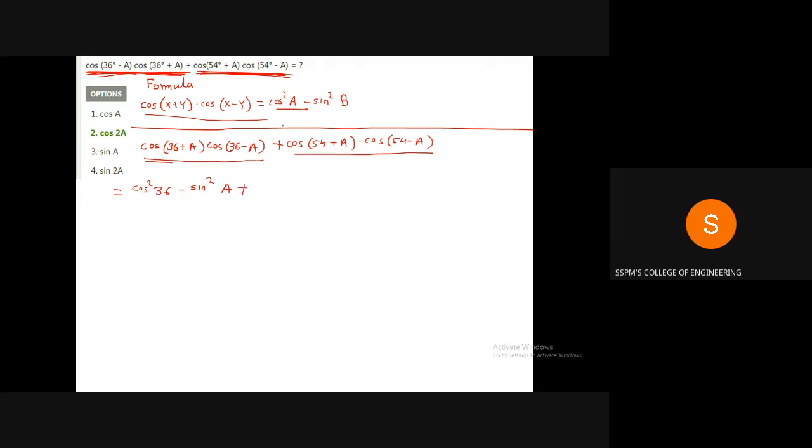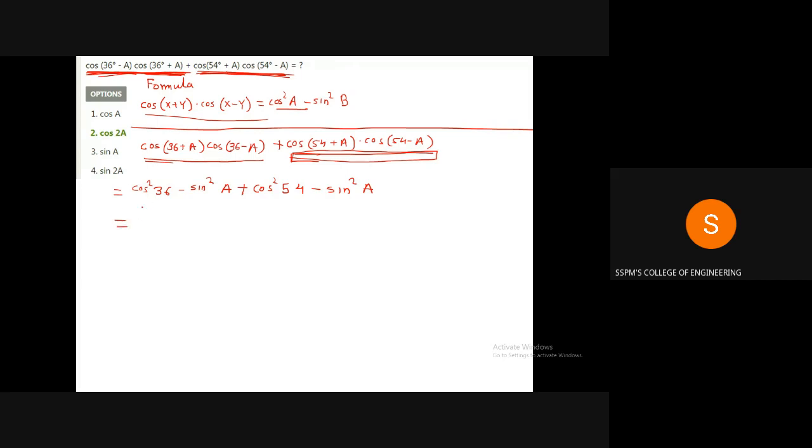Plus, now again we will use the same formula on these two terms. What is the formula here? Cos x plus y into cos x minus y is equal to cos square a minus sin square b. So we will apply that formula on these two terms, and we will get cos square 54 minus sin square a.